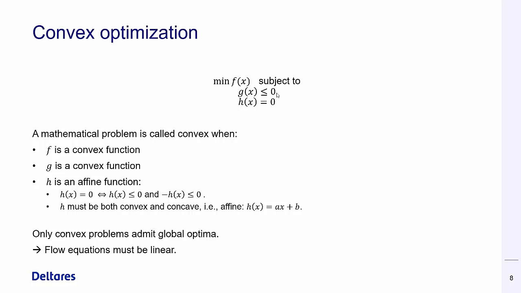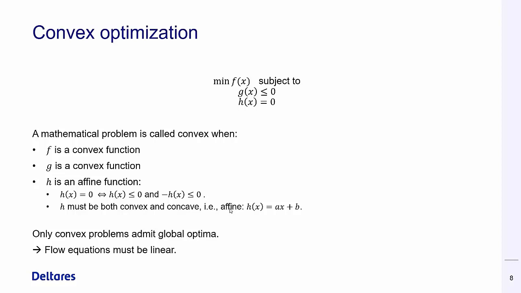Now again, back to math. This is our optimization problem, and a mathematical problem is called convex when f is a convex function, here the objective function, g is a convex function, and h is an affine function, which means h of x is 0, or h of x must be smaller or equal than 0, or larger or equal than 0. And this means that h must be both convex and concave, where concave is the opposite of convex.